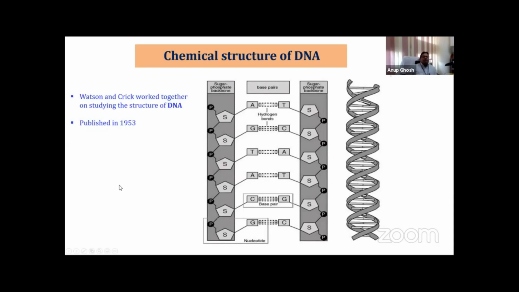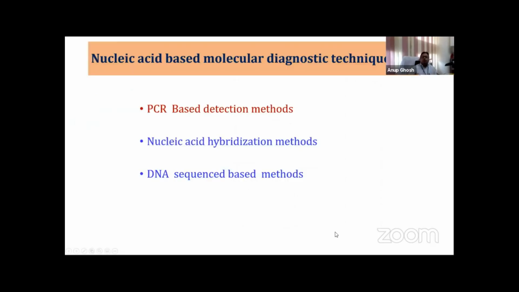Now, as you all know, Watson and Crick explained the chemical structure of DNA in 1953, and from there we know that DNA is a double helix structure with 4 bases: adenine, thymine, guanine, and cytosine. Adenine and thymine are linked with double hydrogen bonds, but guanine and cytosine are linked with 3 hydrogen bonds. So this is the simple DNA structure, and this DNA we will use for nucleic acid based molecular diagnostics. It can be in 3 ways: PCR based detection method, nucleic acid hybridization method, and DNA sequence based method.